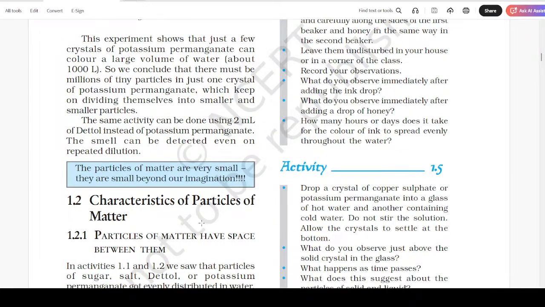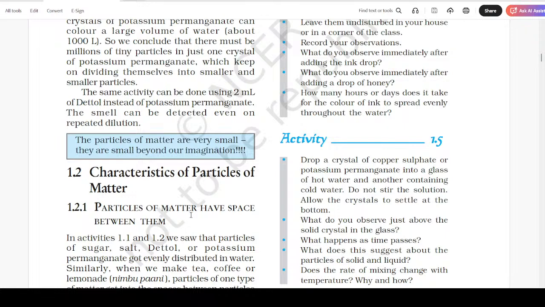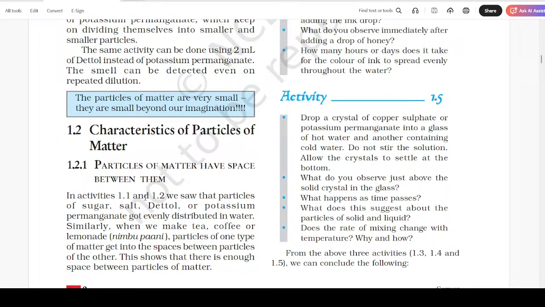Characteristics of particles of matter. Particles of matter have space between them. In activity 1.1 and 1.2, we saw that particles of sugar, salt, Dettol, or potassium permanganate got evenly distributed in water. Similarly, when we make tea, coffee, or lemonade, nimbu pani, particles of one type of matter get into the spaces between the particles of the other. This shows that there is enough space between particles of matter.